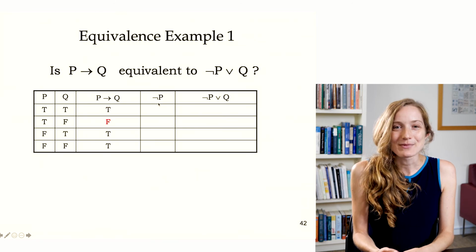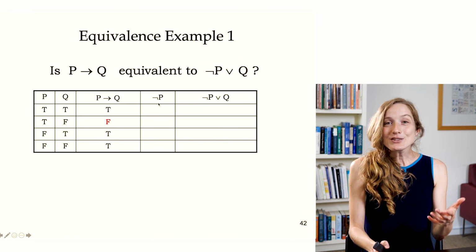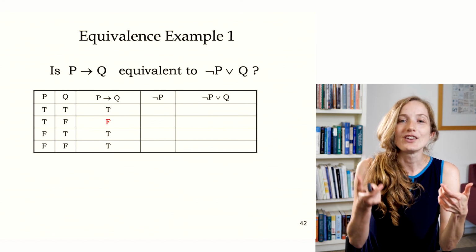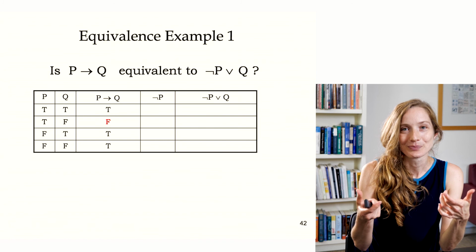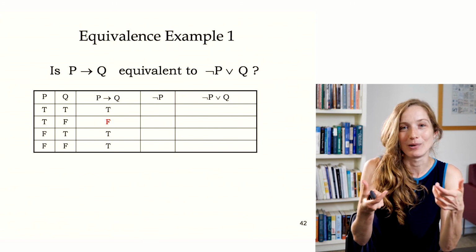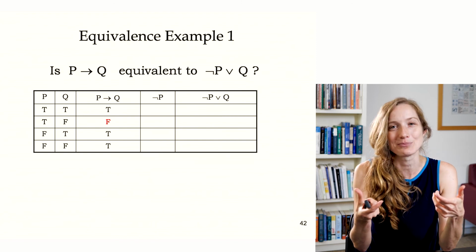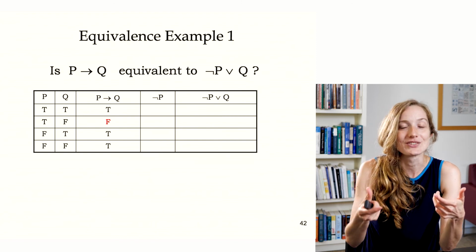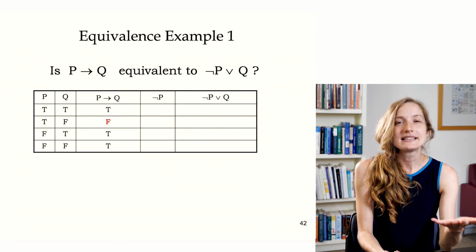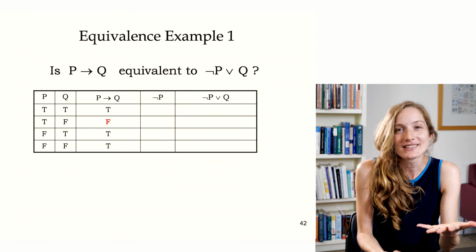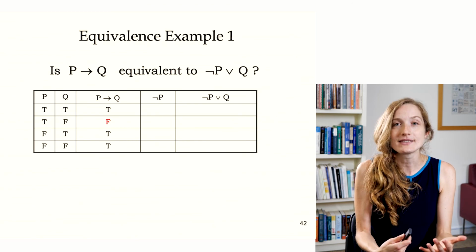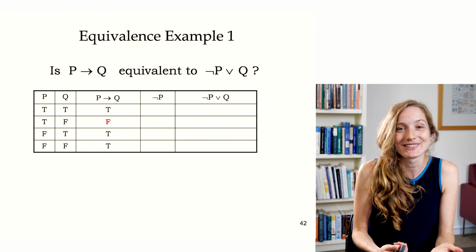Okay, so let's see some examples. Is the proposition P implies Q equivalent to not P or Q? If you recall from the previous unit, we talked a little bit about this with some of these strange examples for when implications evaluate to true. So how can I give you the answer to this? Well, one way to prove either equivalence or non-equivalence is just by showing the truth tables.